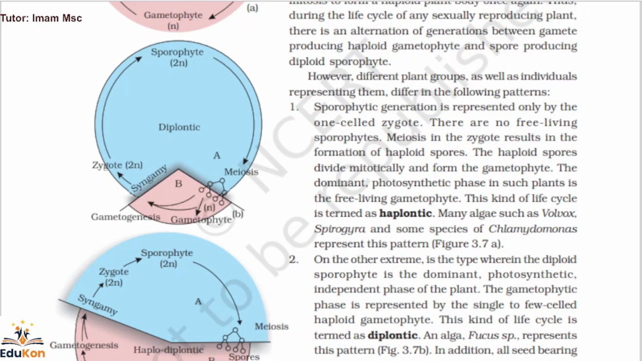So coming to the haplodiplontic life cycle, this type of life cycle is exhibited by bryophytes and pteridophytes. Here both phases flourish together. Haploid phase and diploid phase share the life cycle. They differ in the dominant phases, but still both the haploid and diploid phases compete with each other in this haplodiplontic life cycle.